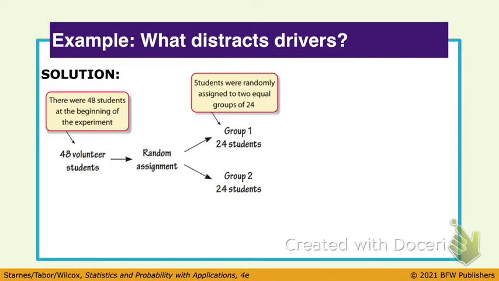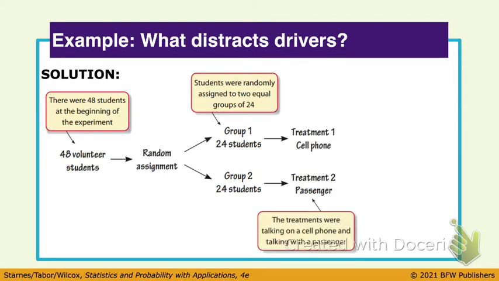All right, what are we going to do with group 1? What should we do now? Yeah, so group 1's going to get a treatment. Group 2's going to get a treatment. Now, it doesn't really matter which one you do, okay? If you want to say that group 1's going to get the passenger, group 2's going to get the cell phone, that doesn't really matter either way. But basically, we're giving each group a treatment. That's the big thing. One of them's going to get the cell phone. One of them's going to get the passenger.